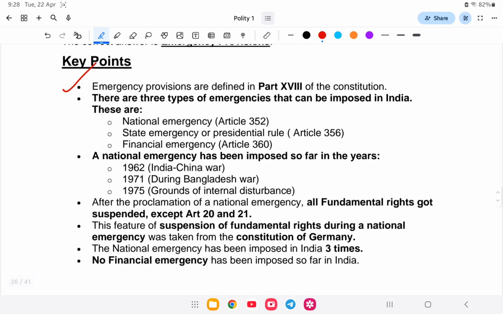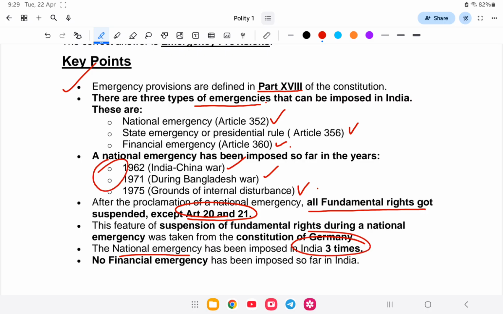Emergency provisions are provided in Part 18 of the Indian Constitution. There are three types of emergency: Articles 352, 356 and 360. National emergency has been imposed 3 times: the Indo-China War, the Bangladesh War and on grounds of internal disturbance. During emergency, fundamental rights are suspended except for Articles 20 and 21. There has been no financial emergency under Article 360; it has not been introduced even once.